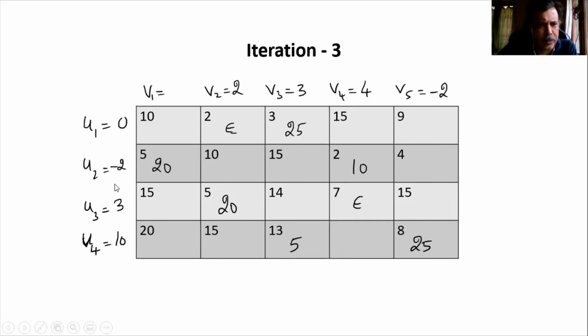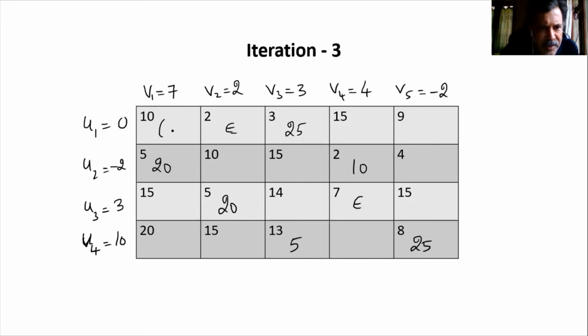Now that I got this -2, plus something should give this 5. That means this has to be 7. We can recheck once again. For all allocated cells, we can check the totals. 0 plus 2, it is 2. 0 plus 3, it is 3. Next here, 7 minus 2, it is 5. Then 4 minus 2, it is 2. Then 4 plus 3, it is 7. 2 plus 3, it is 5. And then 3 plus 10, it is 13. 10 minus 2, it is 8. So everything is matching. Now let us find out the delta ij's for all the unallocated cells.